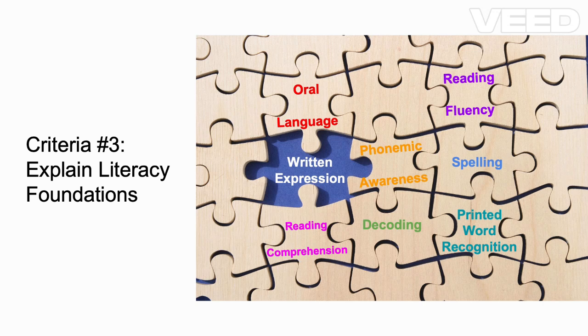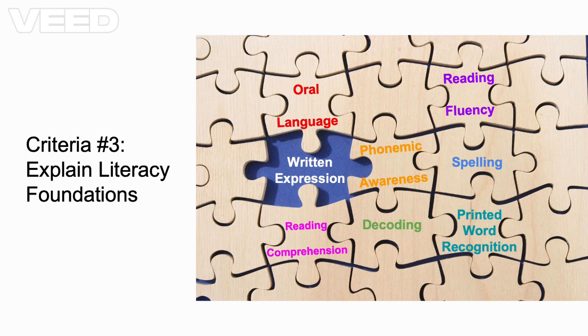Criteria 3. Explain literacy foundations. In this section, we're going to talk about the literacy foundations and how they interact to form overall literacy. So these foundations include oral language, reading fluency, written expression, phonemic awareness, spelling, printed word recognition, decoding, and reading comprehension.